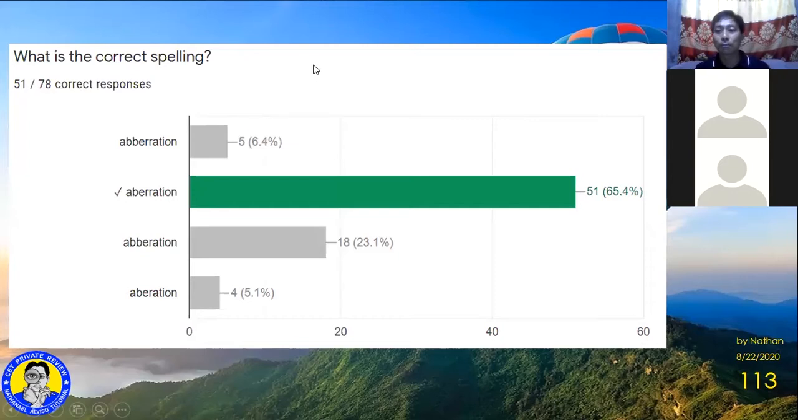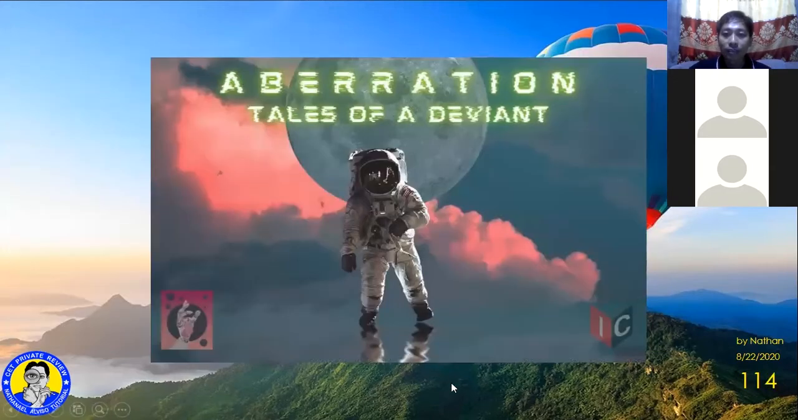Aberration. All right. This is also my problematic word. That's not because it's a very long word, but because all the forms look correct to me. So aberration. Just remember single B, double R. Aberration. And to remember, watch the movie Aberration, Tales of a Deviant. I don't know what this is, but if you watch the movie, probably you will remember the correct spelling of aberration.